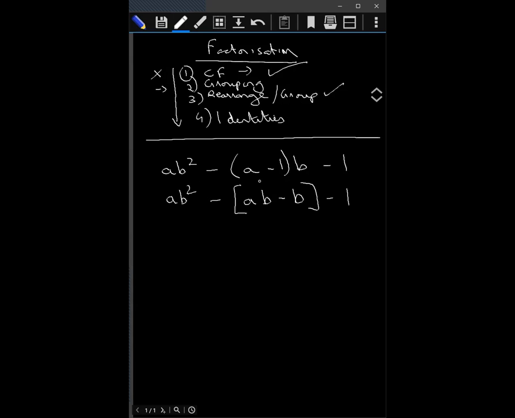Yes. Is this clear? Because we are multiplying A minus 1 into B, so that is AB minus B. Why have I put a bracket? Can you tell me? Because we have a minus sign outside, right? Yes. Now open the brackets again. So what will we get? AB squared minus AB plus B minus 1. Now we got 4 terms, so we can group. Remember, I told you in 3 terms we cannot group. So this is one term, this the second term, and this the third term. So we could not group it over there.